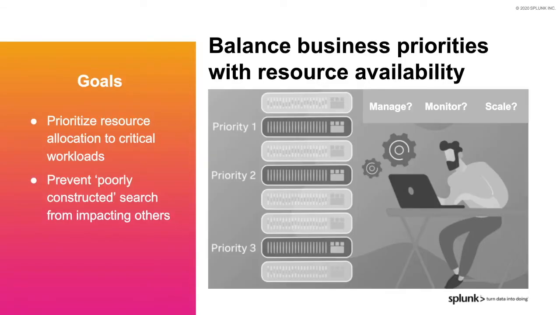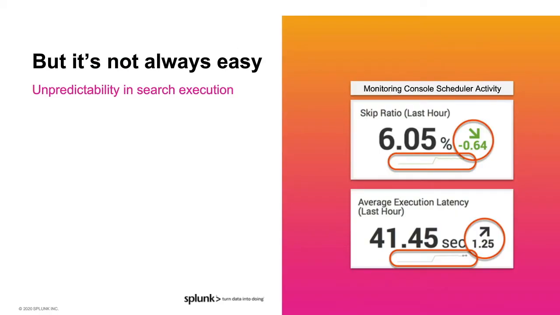While managing, monitoring, and scaling your Splunk environment as a cloud or enterprise admin, you're always juggling which business priorities and searches need the most support, which searches should be completed first, and which searches should receive dedicated resources from Splunk. You want to have the ability to allocate resources to critical workloads and prevent a poorly constructed search from impacting all other workloads. This is easier said than done.